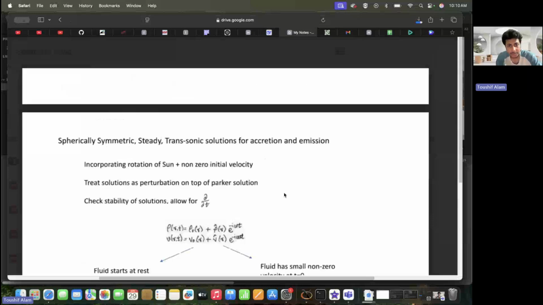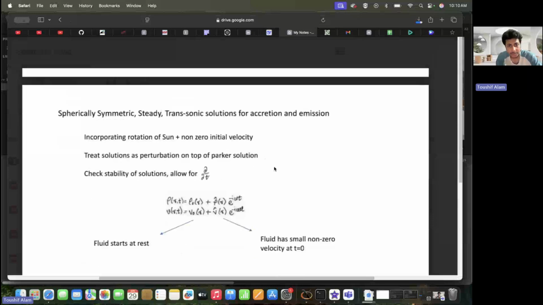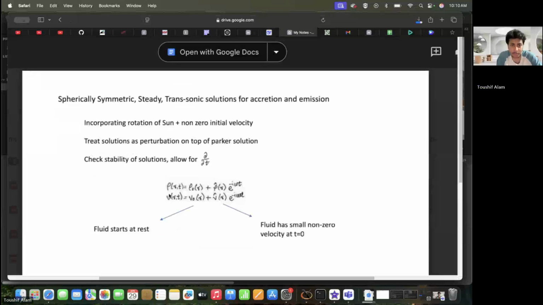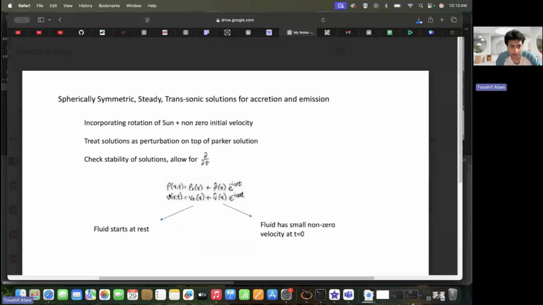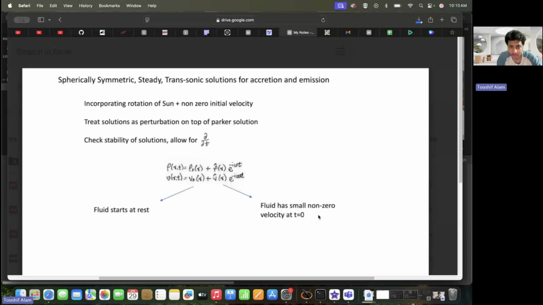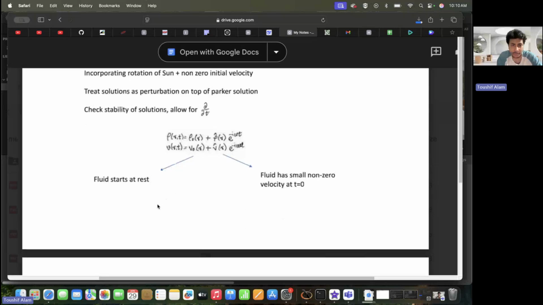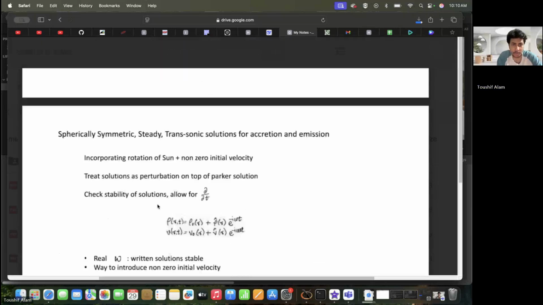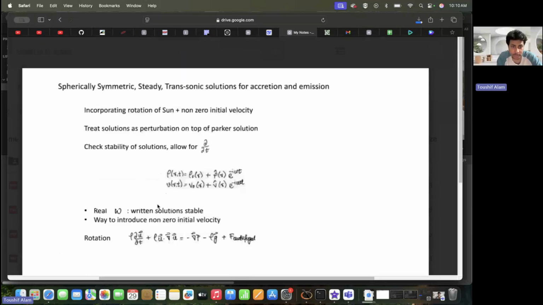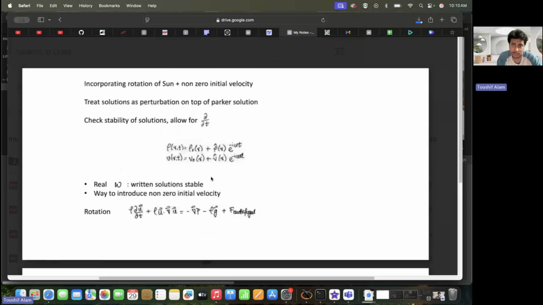Incorporating rotation of the sun and non-zero initial velocity, this will give us a treatment of the solution as a perturbation of the Parker solution. And to check the stability of solutions, allow for del t. So rho(r,t) is rho naught(r) plus rho hat(r) times psi omega t. V is similar, with a small non-zero velocity at t equal to 0; it starts at rest. The Parker solution is stable; notice the non-zero initial velocity.